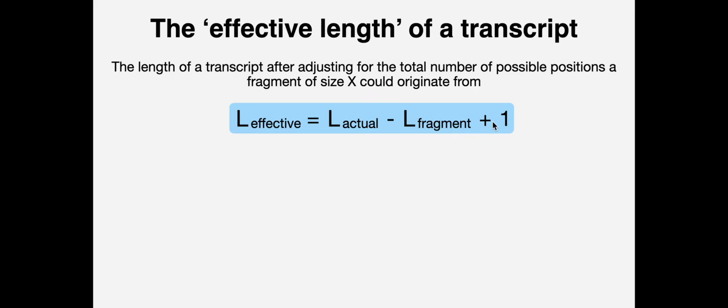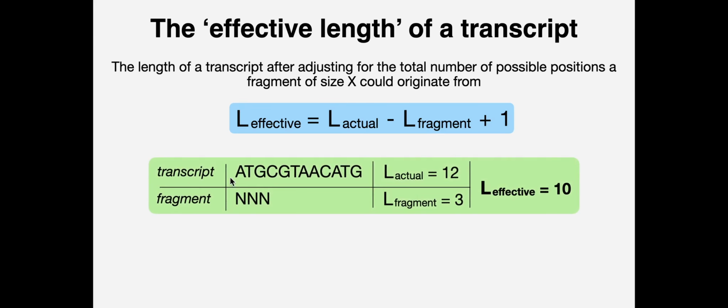So I like to give examples, so we're going to unpack this a bit. If we took a transcript that had an actual length of 12 nucleotides, and here's the actual transcript. And again, we're making these things really small and simple so that we can understand them. And let's say we took a fragment of length 3. This isn't an alignment per se. We just want to know how many possible places a fragment of 3 nucleotides could have come from this transcript of length 12.